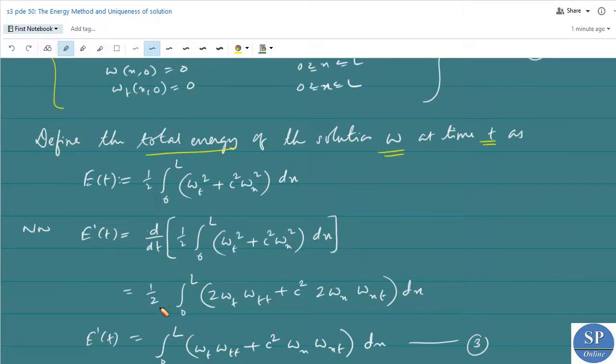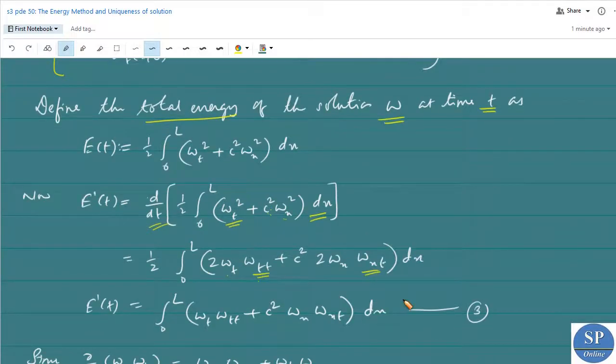So this is nothing but 1 by 2 into the integral with respect to x. We are differentiating with respect to t, so we can differentiate the integrand with respect to t. Integral 0 to L, the derivative of Wt square is 2 into Wt into Wtt, plus c square into the derivative d by dt of Wx square, that is 2 into Wx into Wxt dx.